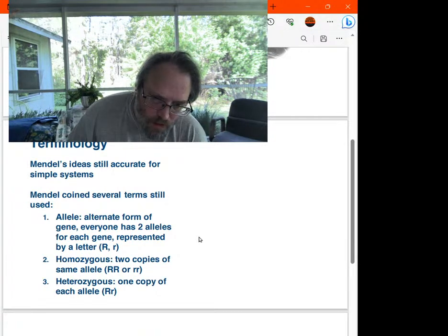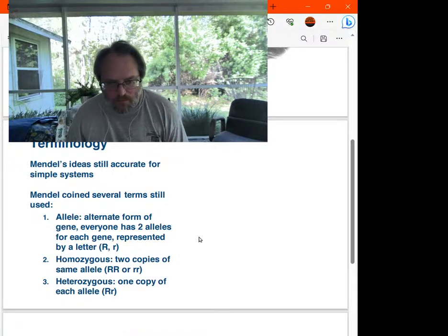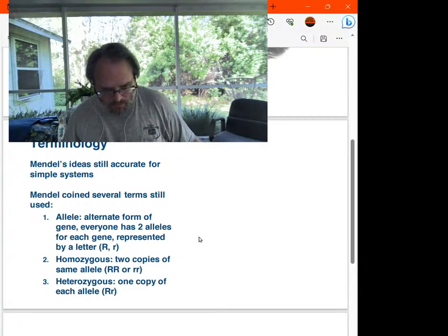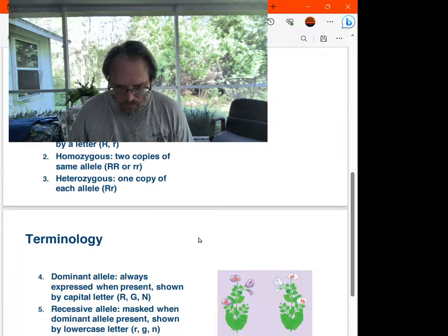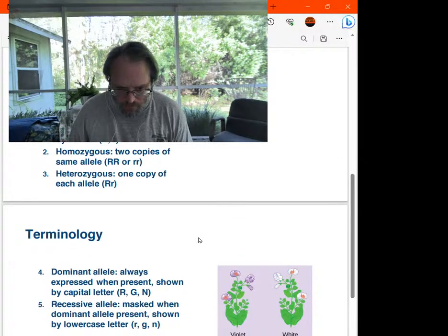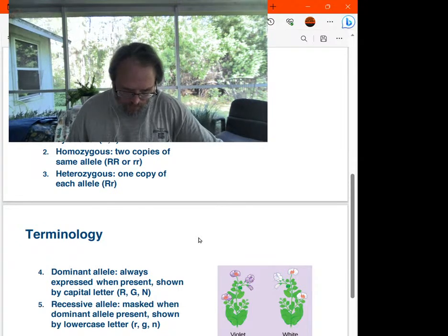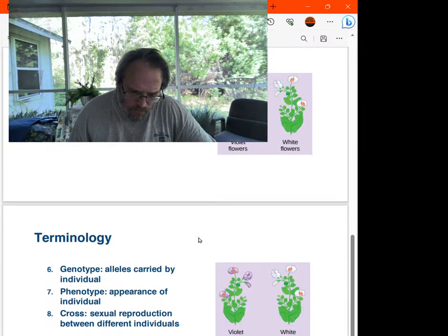There are roughly 10 of them. We still use these terms today. So the first is an allele, which is an alternate form of a gene. Everyone has two alleles for each gene, and they're represented by letters. For instance, big R or little r. A homozygous individual has two copies of the same allele, so big R big R or little r little r. A heterozygous individual has one copy of each allele, so a big R and a little r.